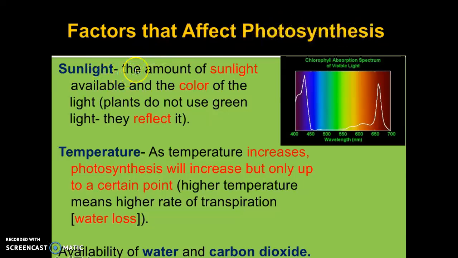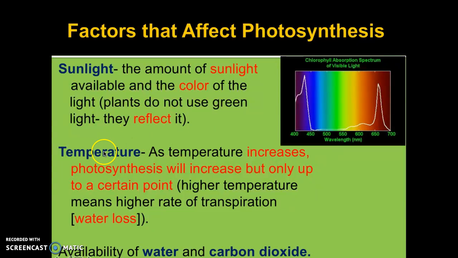All right, so some factors that affect photosynthesis. It says that sunlight, obviously, the amount of sunlight that is available, and the color of the light are going to affect how much photosynthesis the plants are going to produce. So plants do not use green light, they reflect it. And again, that's why we look at plants and they appear green. If you look at the spectrum of waves, most of the light that they absorb is blue and red, and when you look at the greens here, they don't absorb any of it.